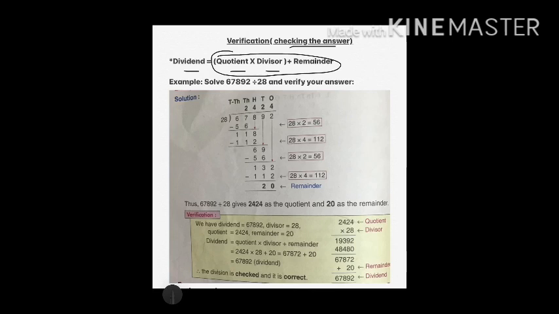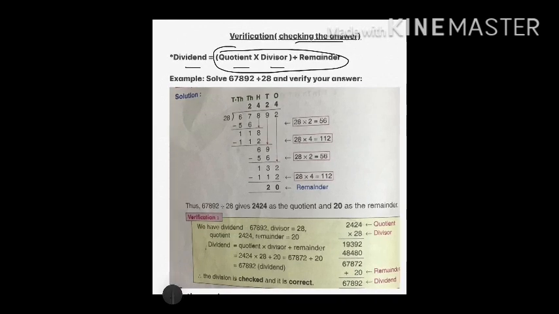So here a division is done in front of you. Now how to apply this formula here? This is the formula. Now what I'll do is, what is the quotient here? Quotient is 2424. So I've written here 2424. What is the divisor here? 28. So I've written multiplied by 28. And what is the remainder here? 20. So I've written 20 here.